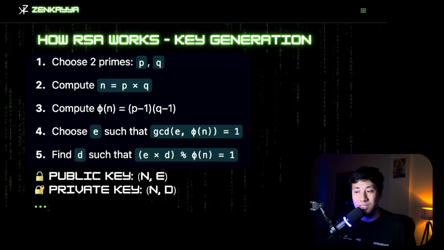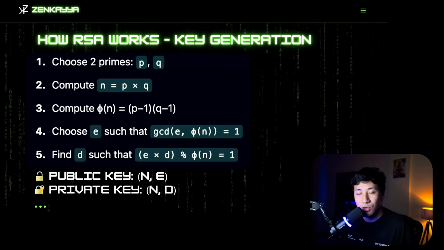Now how RSA works, starting with key generation. Imagine first you have to choose two prime numbers, P and Q. Then compute N equal to P times Q. So first you find the product. After that you need to find phi of n. What is phi of n? It is a function, and the formula is (P minus 1) times (Q minus 1). Once you find phi of n, you will have some value.